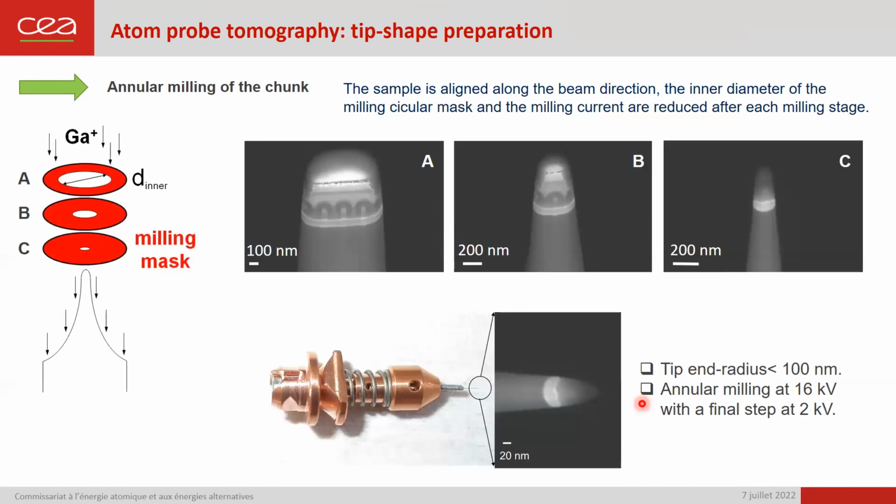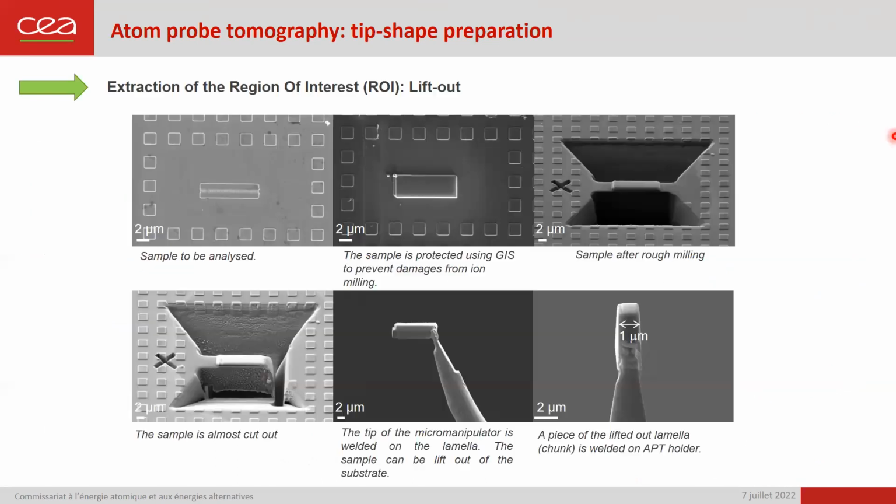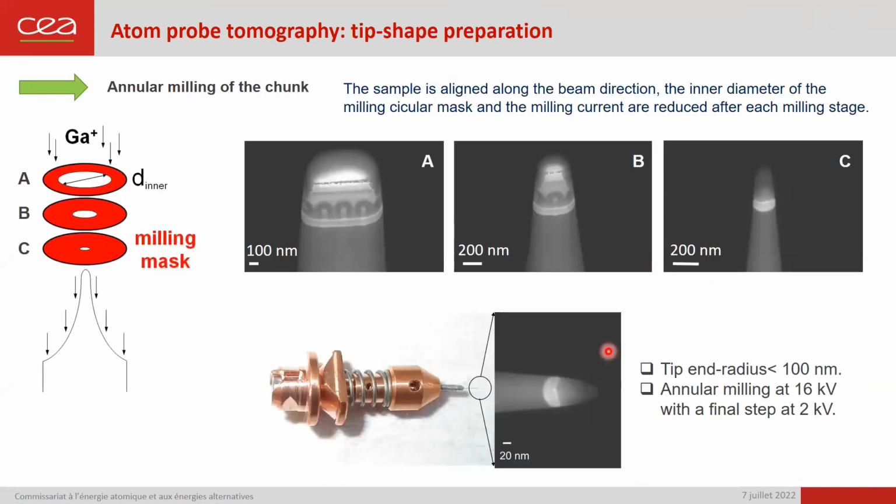The second part of the sample preparation is the annular milling of the chunk. So for that, this little piece is aligned along the beam direction, and the inner diameter of the milling circular mask and the milling current are reduced progressively after each milling stage, up to obtaining a tip with an end radius down to 100 nanometers. So note that the final steps are done with a low energy to again minimize irradiation damage.